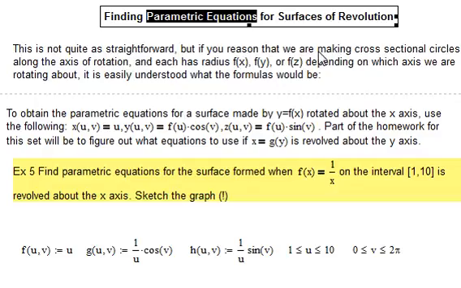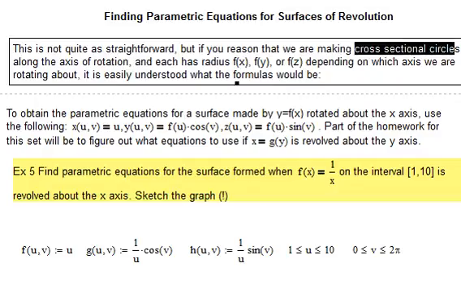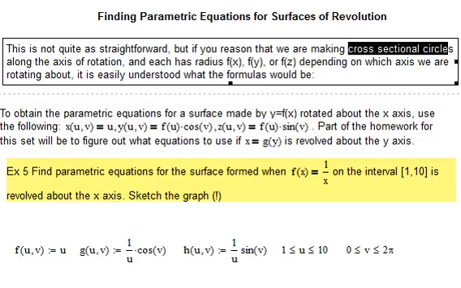If you reason it out, we are making cross-sectional circles along the axis of rotation. In other words, if we're rotating about the x-axis, then we're just making a bunch of circles. Recall the method of disks or washers, how that makes circles. And each has radius f of x if we're rotating about the x-axis, f of y if we're rotating about the y-axis, or f of z if we're rotating about the z-axis. It's easily understood what the formula would be.